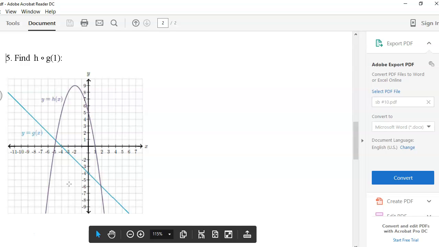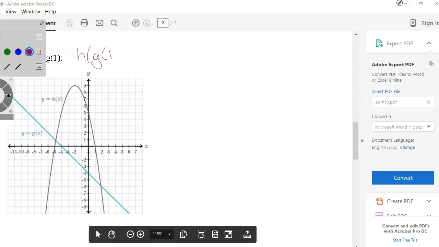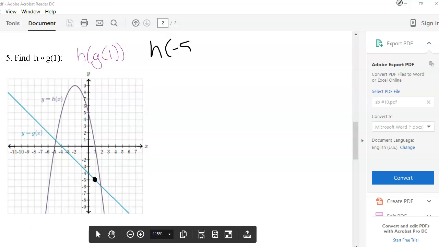Alright, so for number 5, we're looking for h of g of 1. So we need to find where g is at the x value 1 first. So at 1, g is at -5. And then we need to find the h value of -5. So when x is -5, h is 0. So your answer is 0.